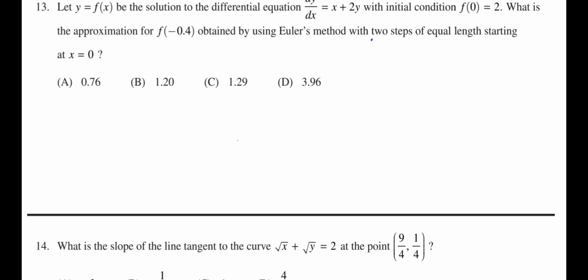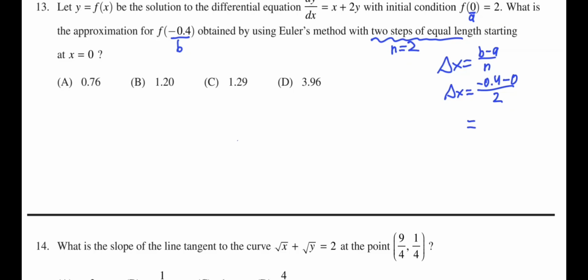Now, we have two steps of equal length, so let's get our delta x for this Euler's method. We know that the initial value of x is a 0, and we're stopping at negative 0.4. So to get the delta x, we have delta x would be equal to b minus a over n, where a would be a 0 and b would be a negative 0.4. So if you plug it all in, then delta x would be negative 0.4 minus 0 divided by n, which we have two subintervals, so divided by 2. And now that's going to be negative 0.4 divided by 2, which is a negative 0.2.